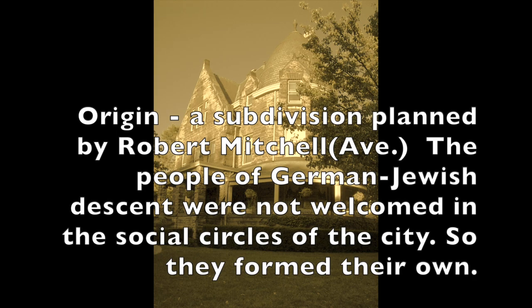Next on our journey is North Avondale. Roots of this neighborhood were set by Robert Mitchell, where we get the name Mitchell Avenue. He designed the subdivision for the Jewish German people who were not being accepted in the social circles of the city of Cincinnati, so they decided to form their own.